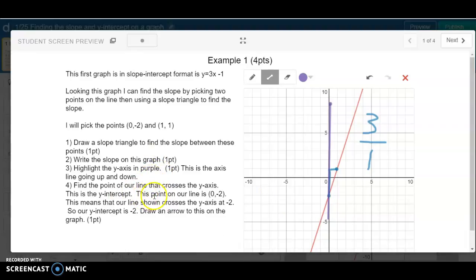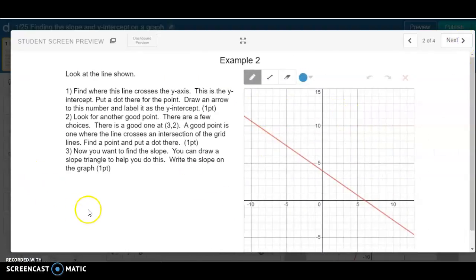Now find the point of our line that crosses the y-axis. This is the y-intercept. So this red line comes down and it intersects this purple line. Where at? Right here at a -2. So I'm going to say right there, that's my y-intercept. And I'm going to draw an arrow to it. And that's all I have to do with that one.